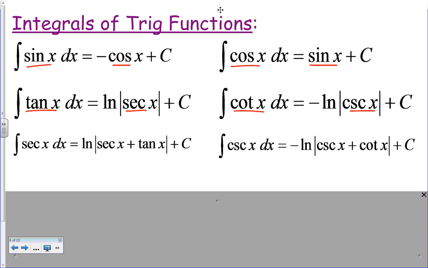And if you want its cofunction, replace each of the trig functions in here with its cofunction. So the integral of secant becomes the integral of cosecant. And instead of the natural log of secant plus tangent, it's the natural log of cosecant plus cotangent. And you take the opposite of that answer, so it's negative. Again, if I remember the 3 that are over on the left side, that helps me remember the other 3 that are over on the right side.